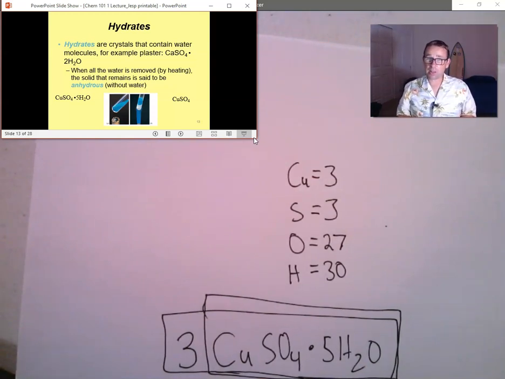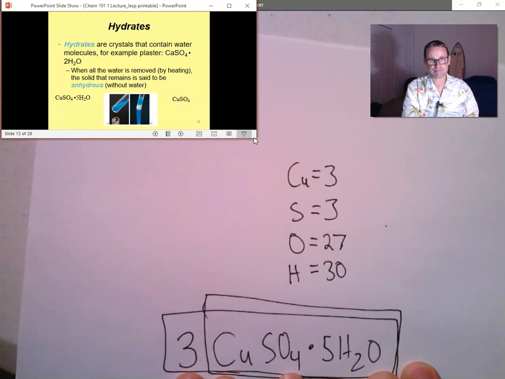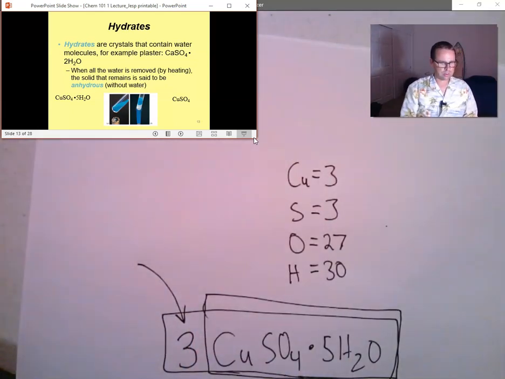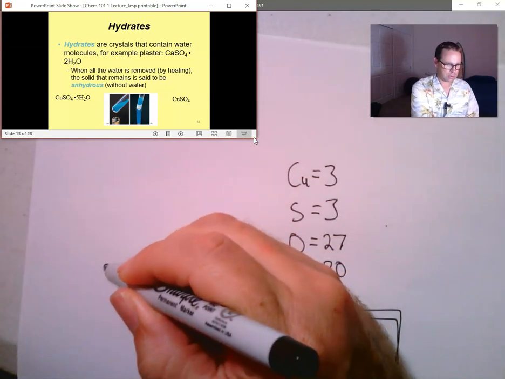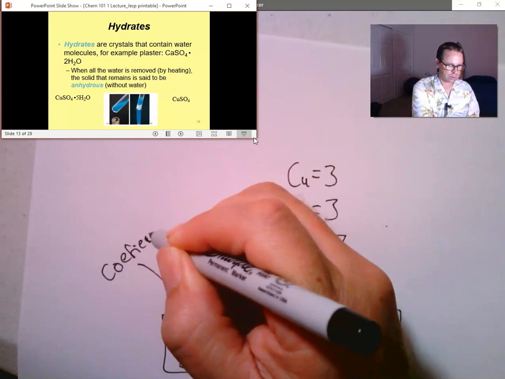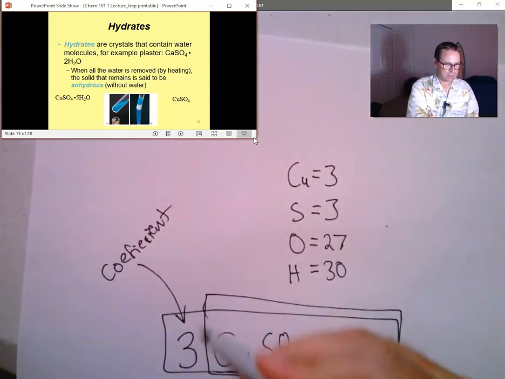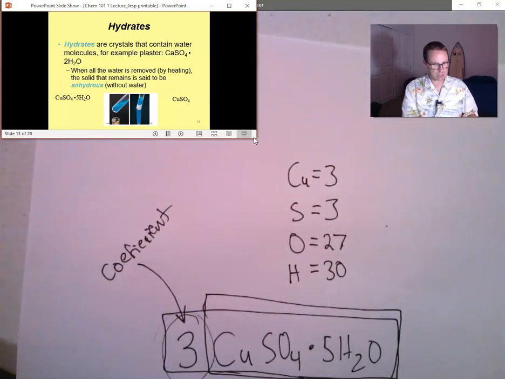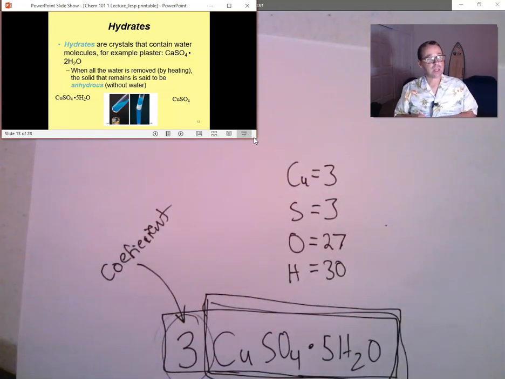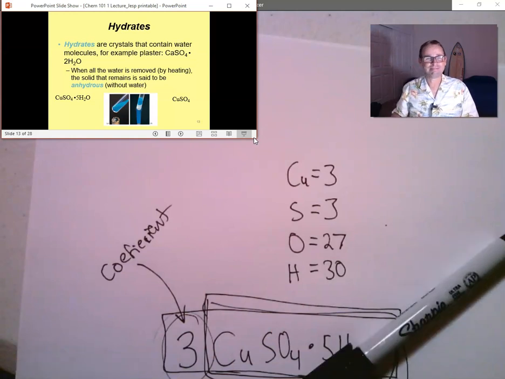It becomes very important for us to be able to count how many elements there are in given statements like this. Now remember, do you remember what we called that number in front? I'm going to write it down here. Coefficient. That's the coefficient in front. And that means we have 3 of everything that's there. Very good. You did an excellent job.